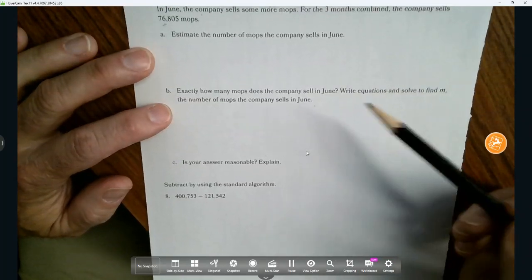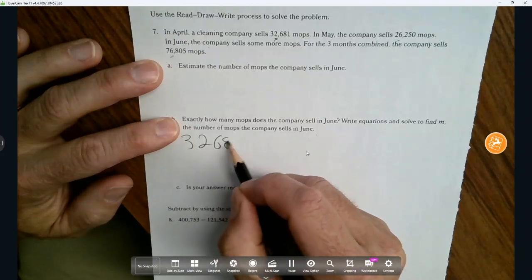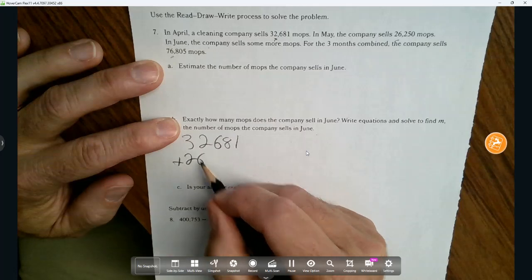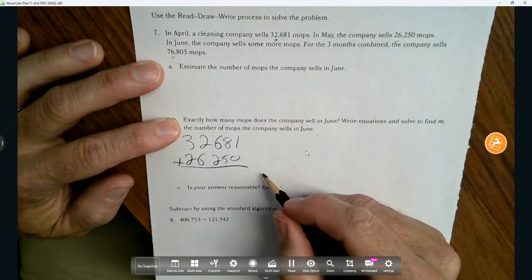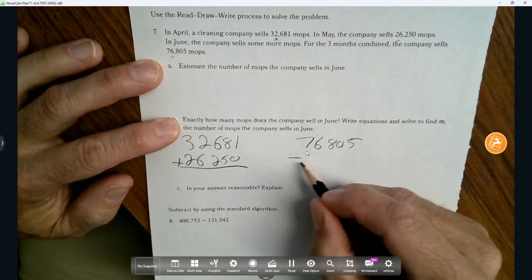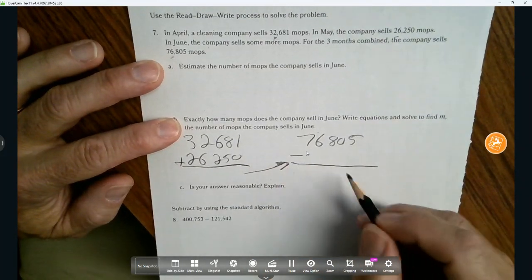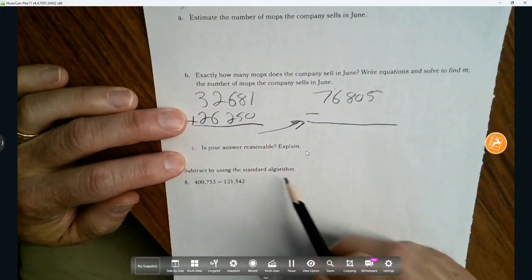Exactly how many? Well, if we want to know exactly how many, we're going to add 32,681. I know my handwriting is not the nicest. Just be nice. 26,250. Add those together, and then we're going to have 76,805 minus whatever the answer is we get from here. Put that number up here, and you'll get it. All right? Then down here, subtract using the standard algorithm.